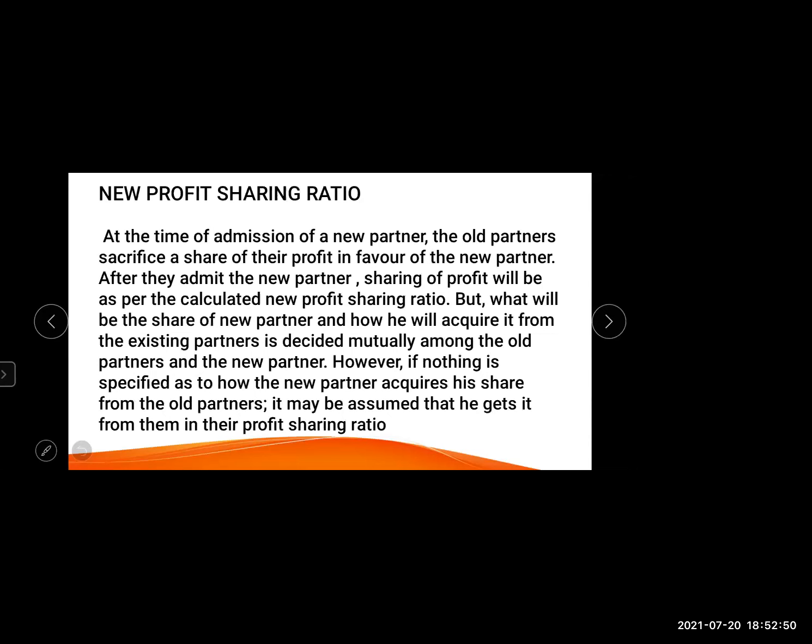Now the new profit sacrifice. Yes, next please continue. The student who was reading.